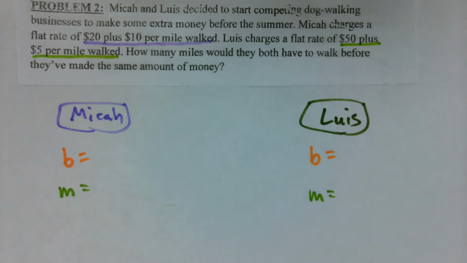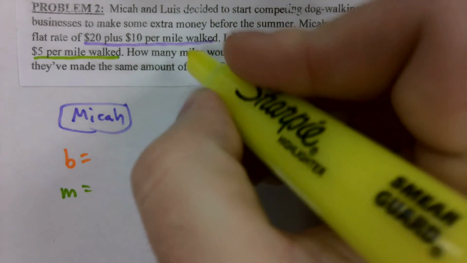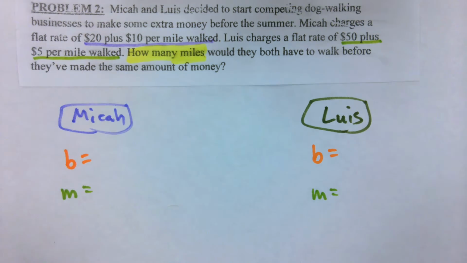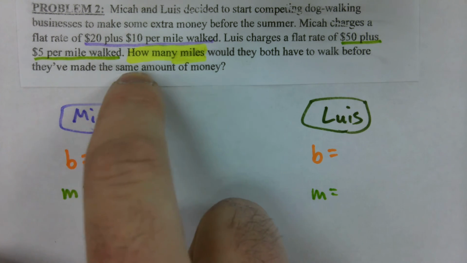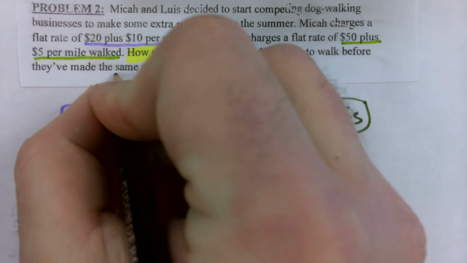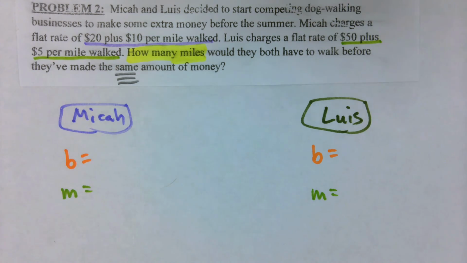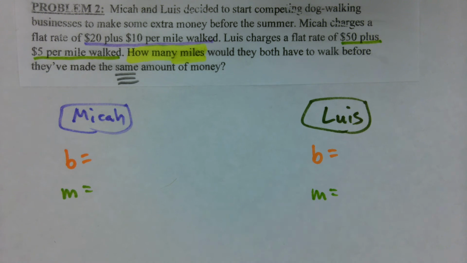And again, the question that we're being asked is how many miles. I'm just going to highlight the words how many miles so I know what my units are going to be at the end. So our answer is going to be in miles. How many miles would they both have to walk before they've made, once again, the same amount of money? That's the key here, the same amount of money. That word right there tells us that we're going to set both equations equal to each other.